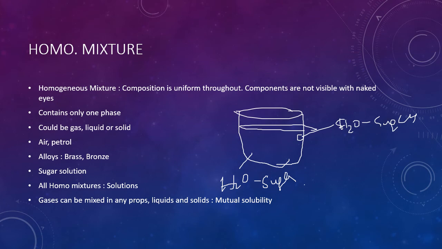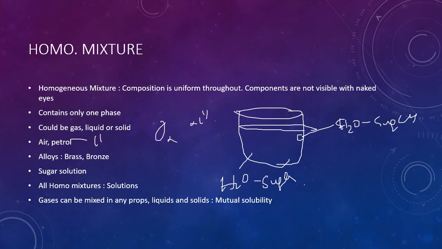So it is having a single phase everywhere throughout. Throughout the component, you would be seeing only a single phase. All right. So this homogeneous mixture can be liquid, gas, or solid. For example of gases, I can say air. Air contains everything in the same proportion. I told you the case of oxygen in the previous slide, like oxygen is 21% everywhere, no matter what.